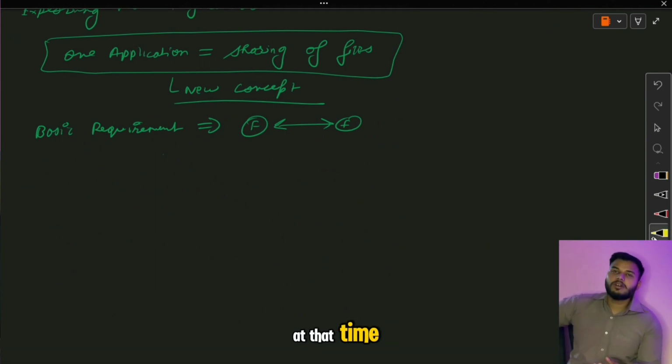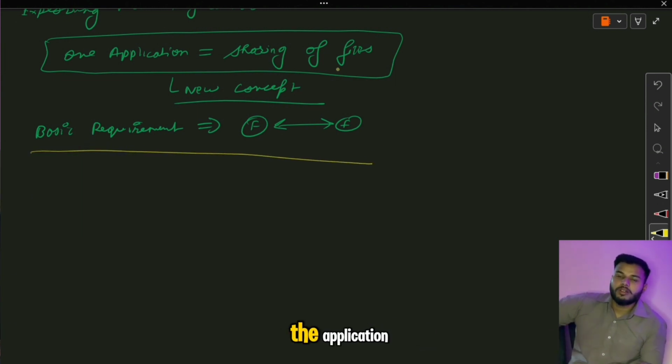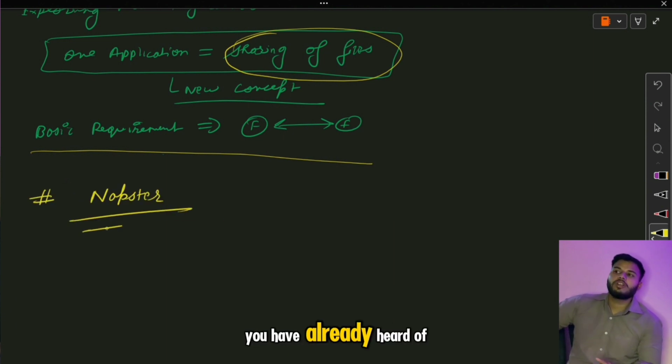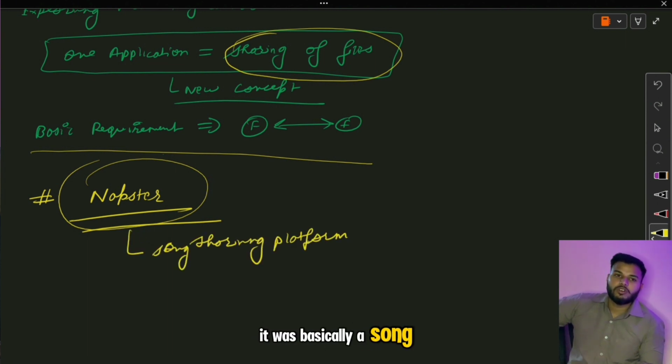And at that time, around the 90s we are talking about, this was the application where a lot of people started thinking about how they could achieve file sharing. At that time a company came into the picture known as Napster. I think you have already heard of Napster because it was shown in a movie. So what Napster did is it was basically a song sharing platform.